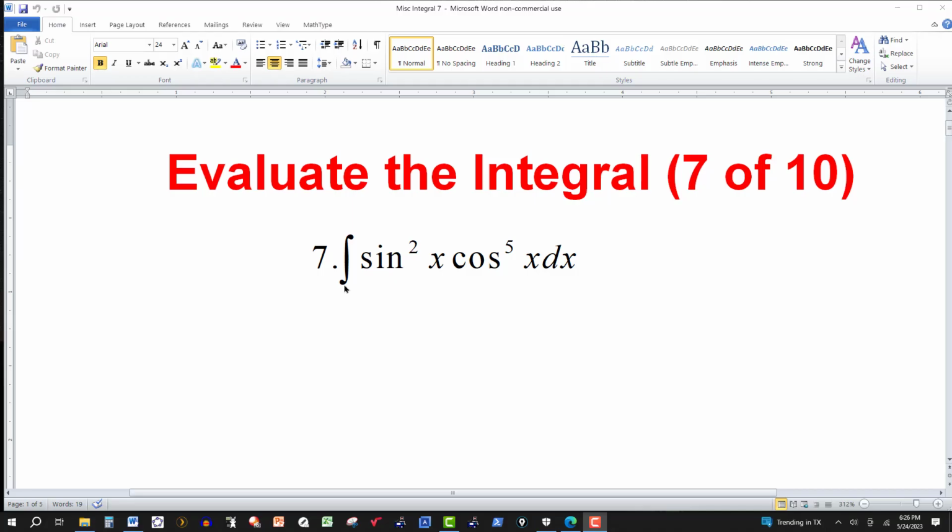In this video we have integral number 7, which is a trigonometric integral involving powers of sine and cosine. If you want to give this a try, go ahead and pause the video and I'll be right back.